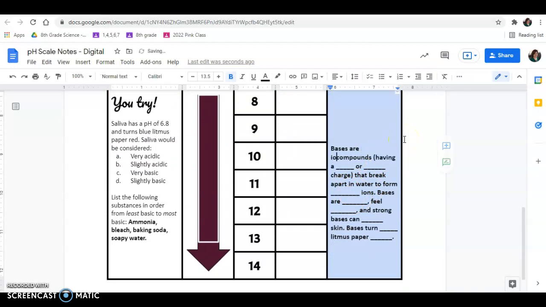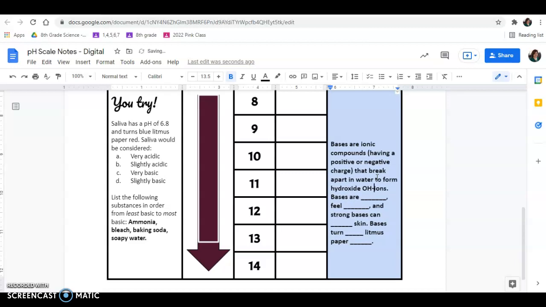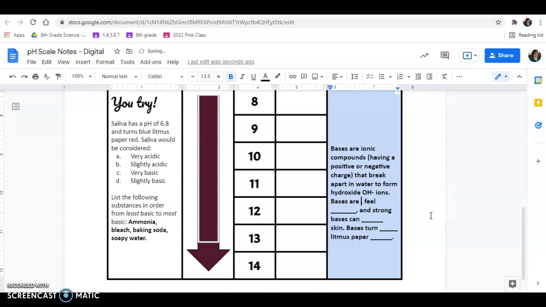Bases are, again, ionic compounds, and they're going to have, again, a positive or a negative charge that breaks apart in water to form, this time, hydroxide ions, which is going to be OH minus. It's a different kind of compound that we're forming here. It's called hydroxide. If you have a food that's a base, it's going to have a very bitter taste, not a sour taste.